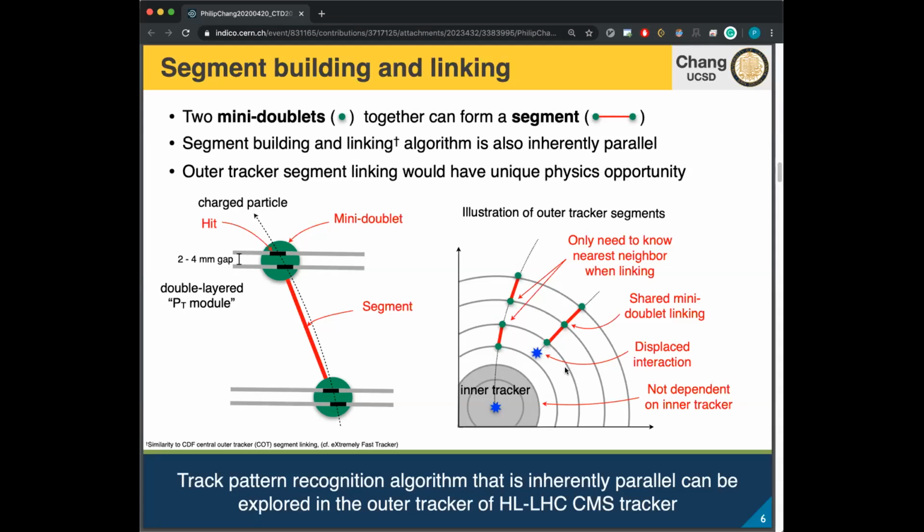And doing this at the outer tracker gives you a unique physics opportunity, because it's in the outer tracker region, it does not have to depend on the inner tracker seedings, which is what a lot of the tracking algorithm is currently dependent on. And so it doesn't have to depend on the inner tracker. And also, by relying on the segment linkings at the outer tracker, you can also naturally reconstruct the displaced tracks as well.